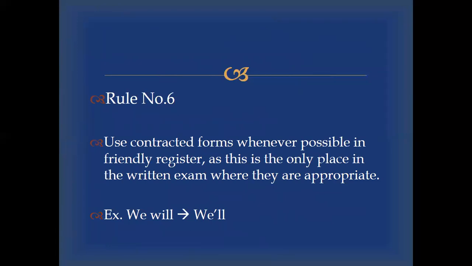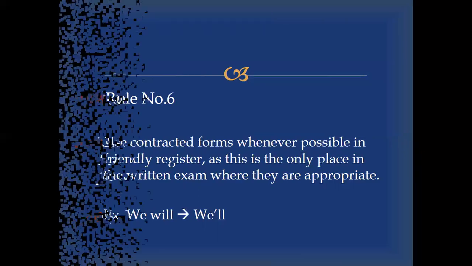The sixth rule, rule number 6, use contracted forms whenever possible in friendly register. And this is the only place in the written exam where you can use them appropriately. For example, we say we'll, I will, I'll, and so on. You know lots of examples of these.